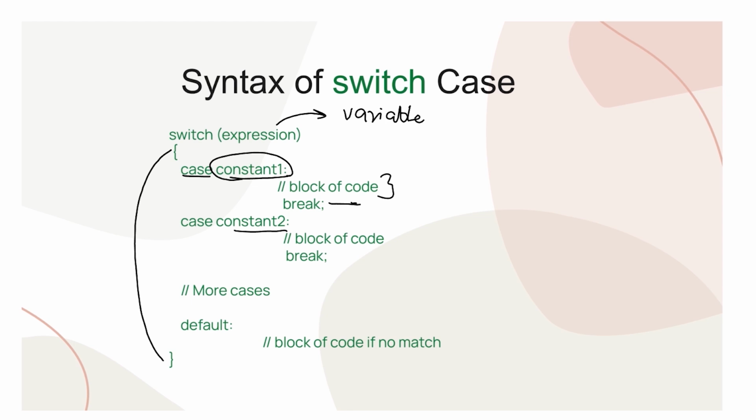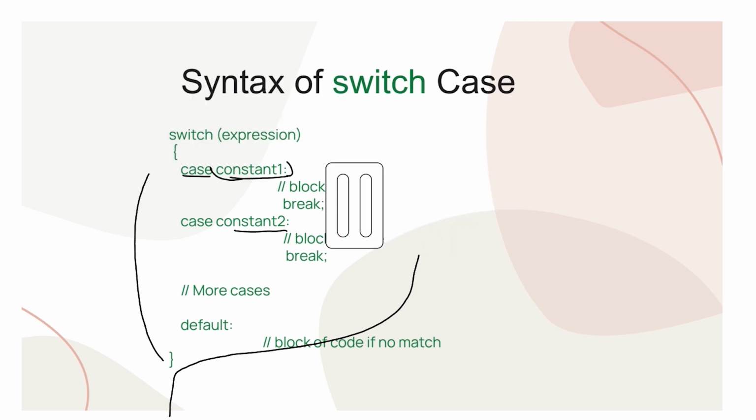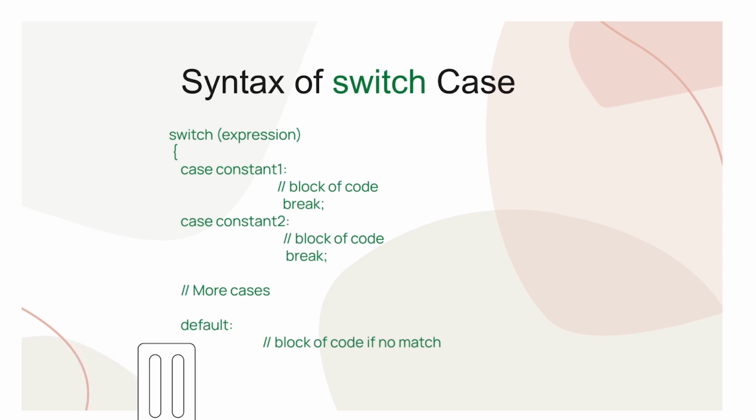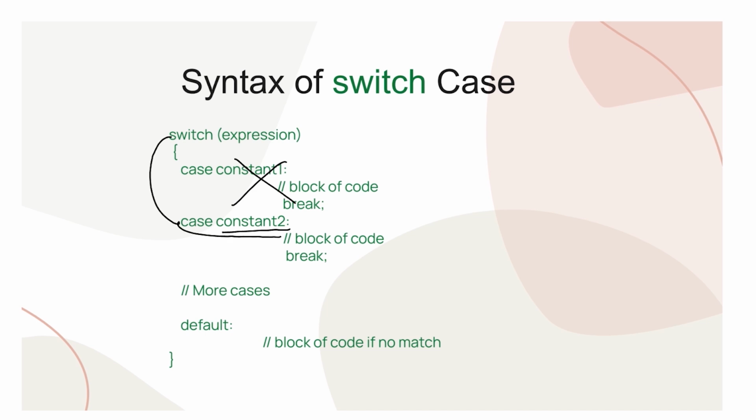Break says that once the case is executed, go out of the switch and continue with the rest of the code. If the first value does not match the given case, it will search for the next case. So case 2: if the second case matches, then the first case won't be executed. It will directly jump to the second case, execute the block of code, break and jump out of the switch case.